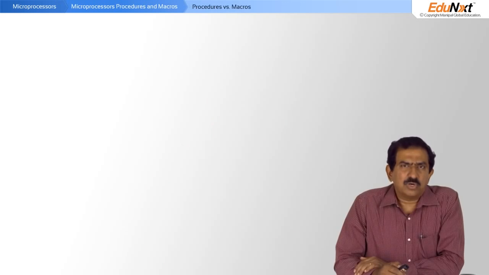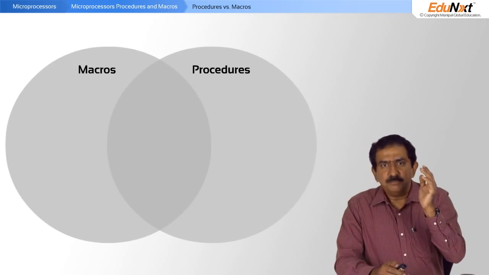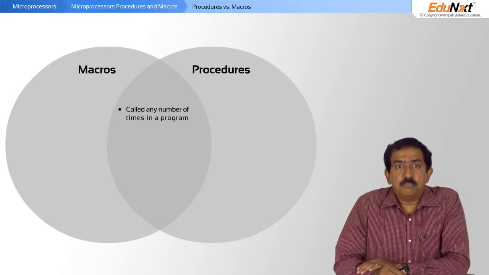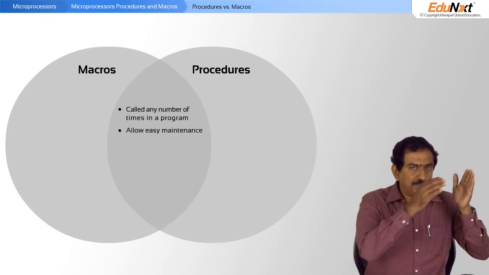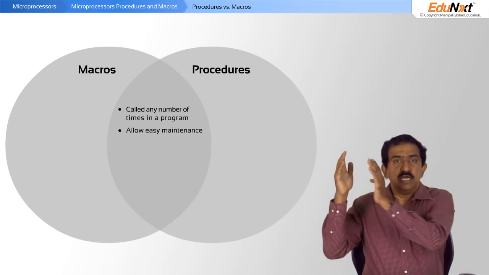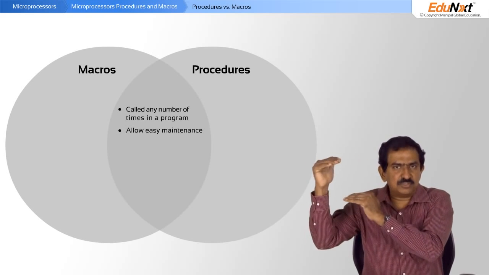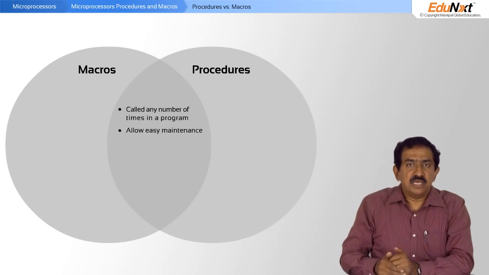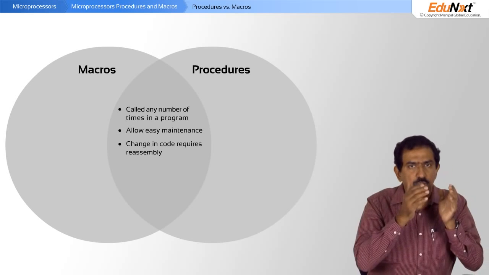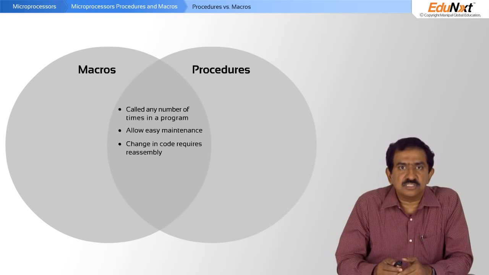So what are the differences between procedures and macros? Number one, both can be called any number of times in a program. Both allow for easy maintenance. In the macro, the prototype code is the only thing that you need to maintain. In the case of the procedure, anyway it's only once. You maintain that piece of code, everything is okay. Whenever you change anything to the procedure or to the macro, you need to reassemble the code for obvious reasons.